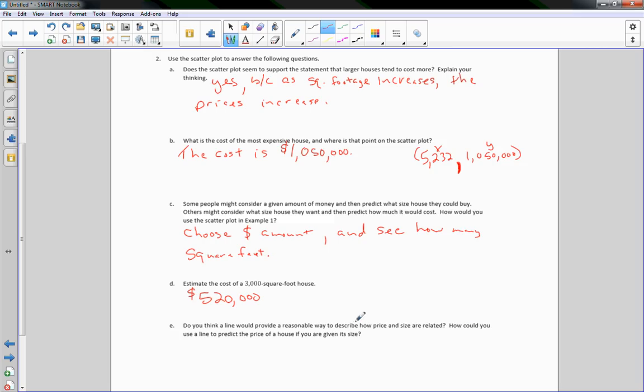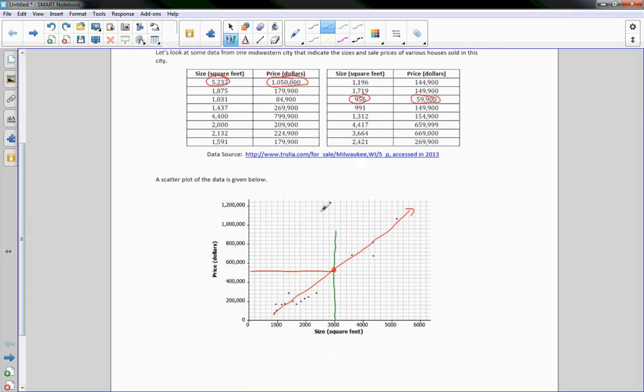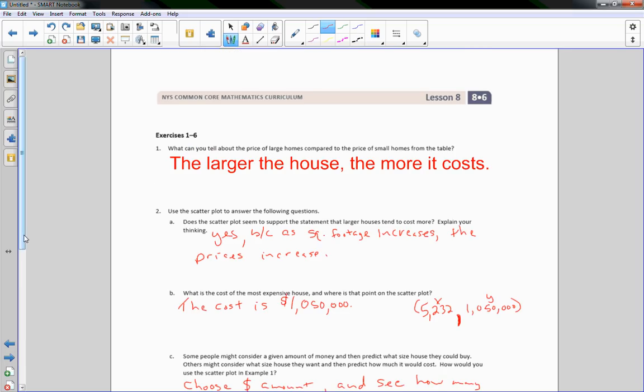E, do you think a line would provide a reasonable way to describe how price and size are related? How could you use a line to predict the price of a house if you are given its size? Well, I just kind of showed that to you, so I'm not going to do it again. But the answer is yes, that's what we use them for, as long as there is a correlation. As long as these points have some sort of linear pattern going on. And these do kind of follow a line. And that's how I answered the prior question.